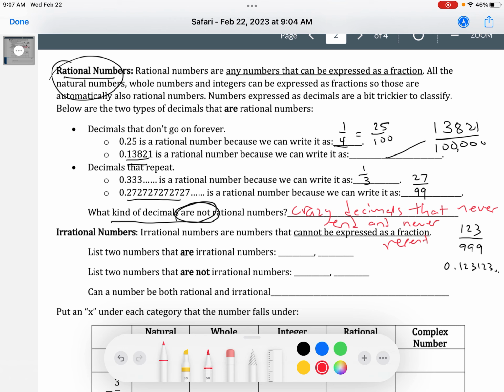Two numbers that are irrational numbers, for example, pi, square root of 2. Two examples that are not irrational numbers, 3, -7. Can a number be both rational and irrational? No. These are mutually exclusive categories. You either can write something as a fraction, rational, or you cannot write something as a fraction, irrational, but you cannot do both at the same time.